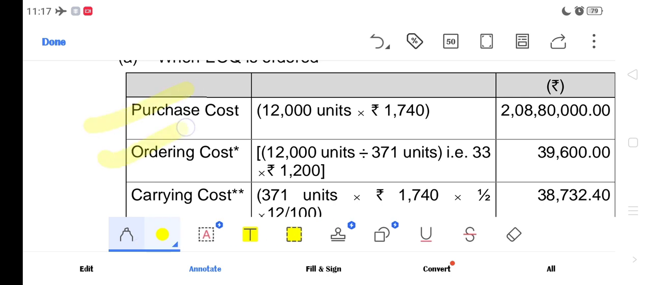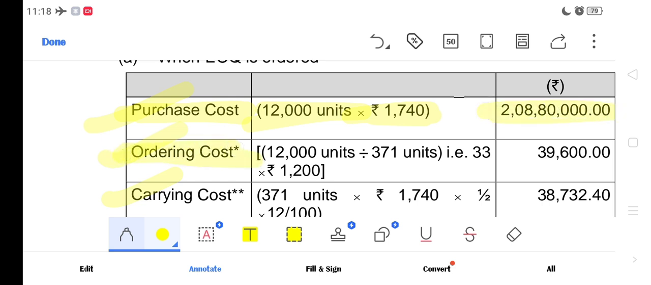So it is purchase cost, ordering cost and carrying cost, right? So what is purchase cost? 12,000 units we require, and per unit it is 1740. Which comes to a total of 2 crore 8 lakh 80,000.